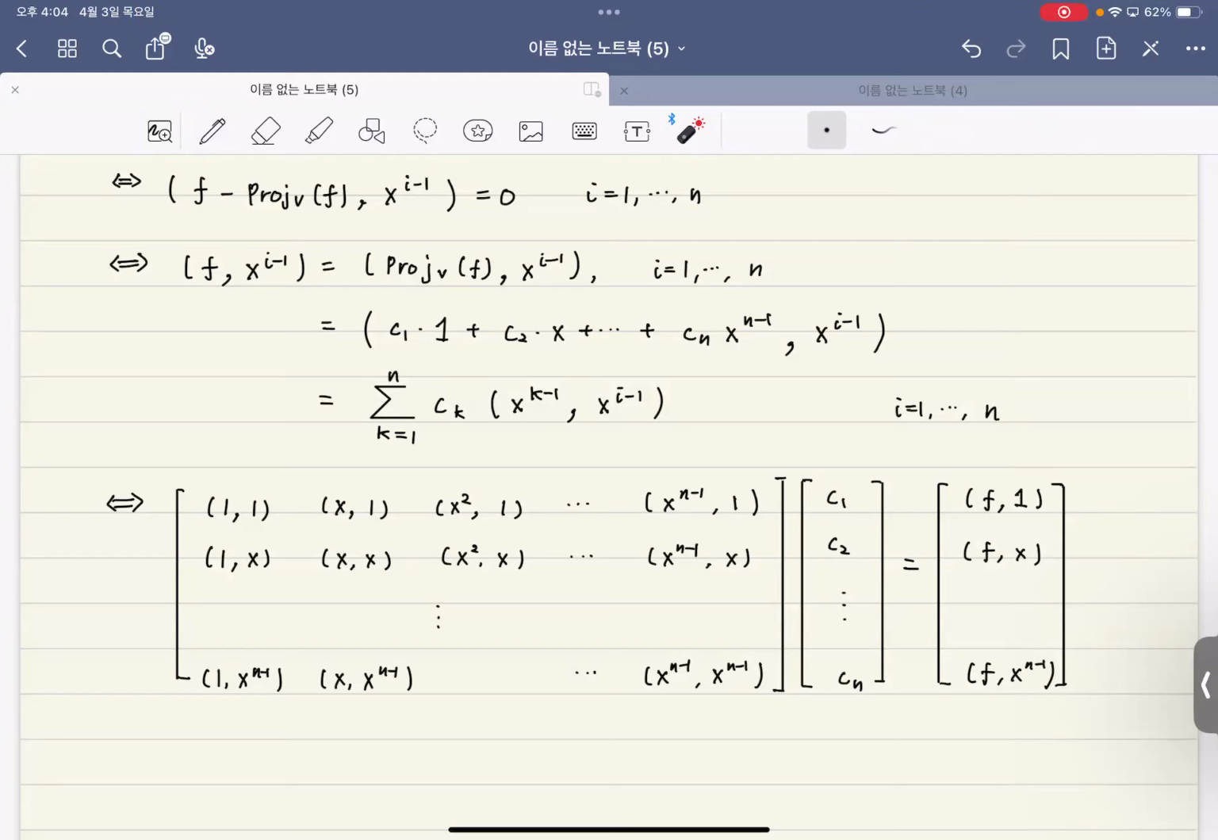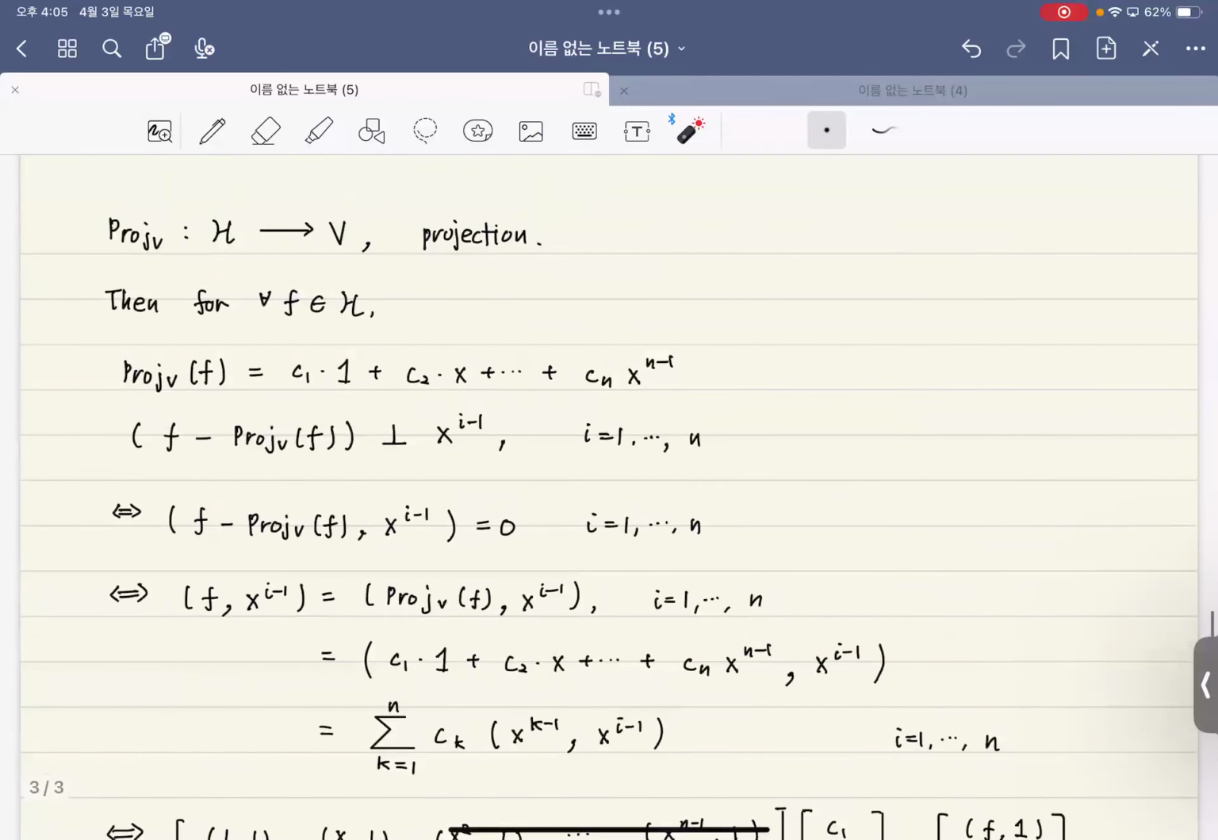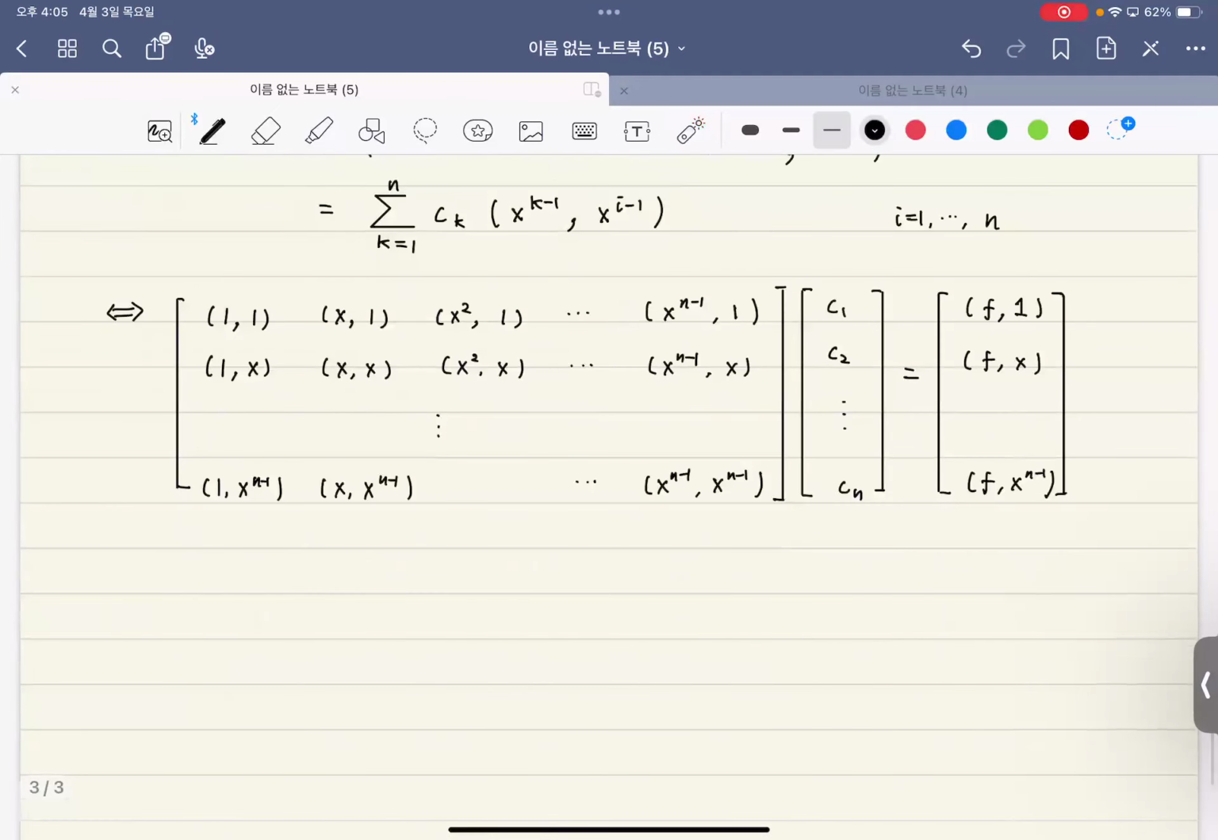Now I have a mystery matrix equation, but it is not actually a mystery at all. This is simply an n by n system of linear equations. Once you solve this equation for the column vector c, you have determined these coefficients. That also implies that you found the projection of f onto the subspace B. This matrix is called the Hilbert matrix.